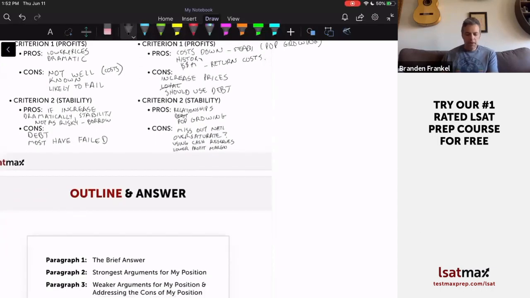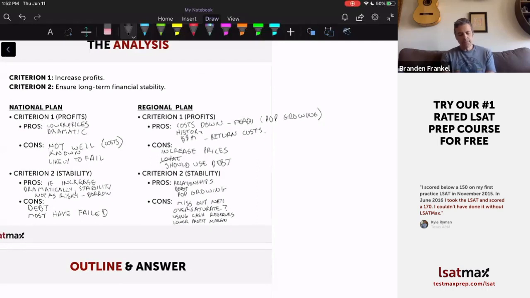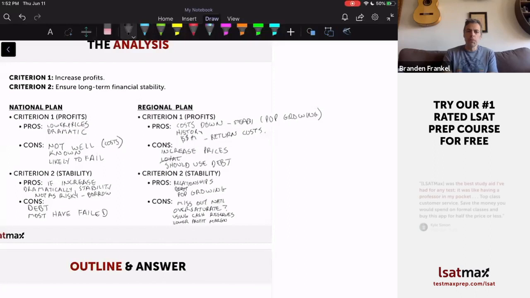Now, here's what we're going to do. Before we talk about how you would answer this, we're going to vote. Obviously, on test day, you will just be arguing with yourself over which is better, regional or national. So I'm going to do this in a very unscientific way. I'm just going to ask you guys, just type into the chat box, which do you want, national, regional? I'll try to count them up and then we'll go with it.